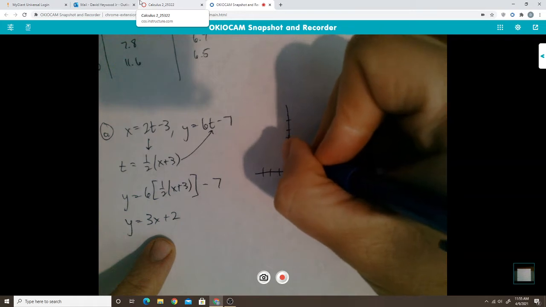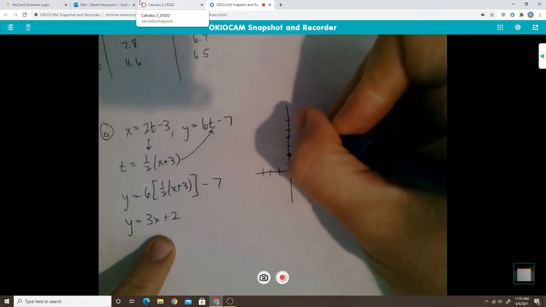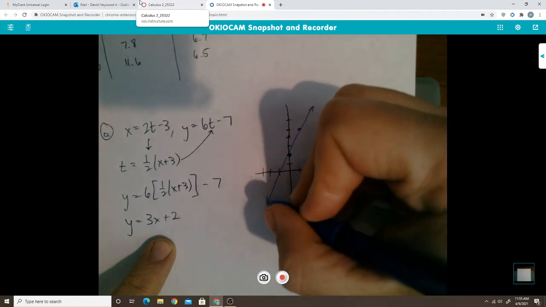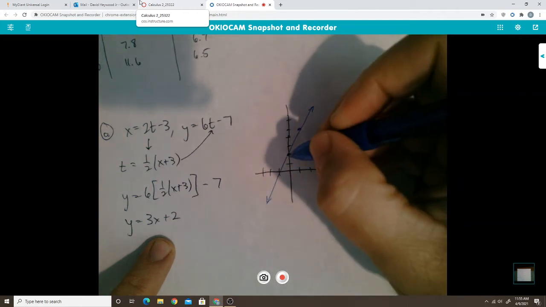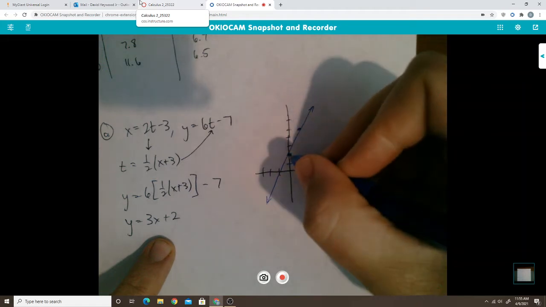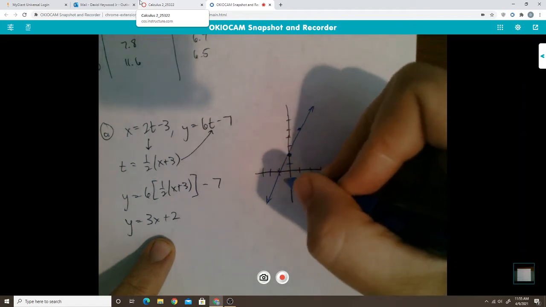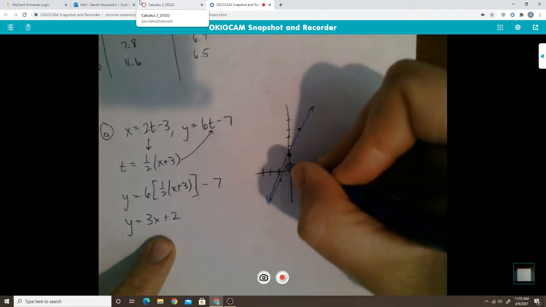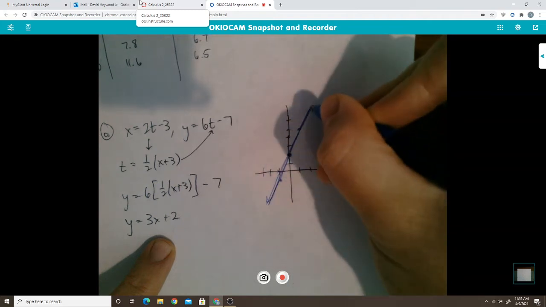So, intercept is 2, slope is 3. 1, 2, 3 over 1. And boom, right? Something like that. Really, it doesn't cross right there. It really should be like, you know. Anyway, but you get the point, right? It's just this straight line.